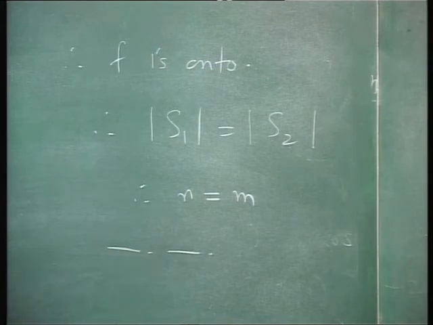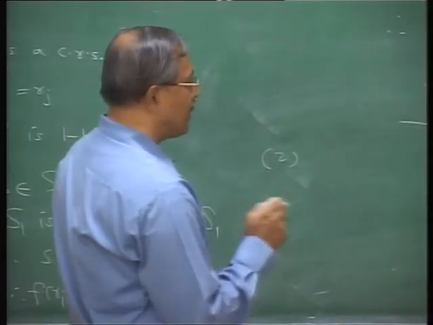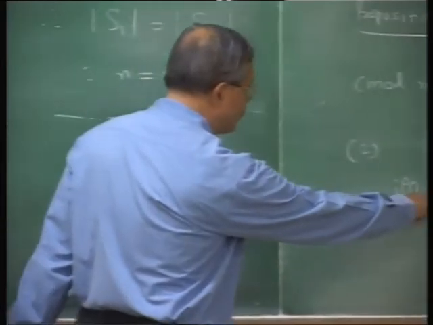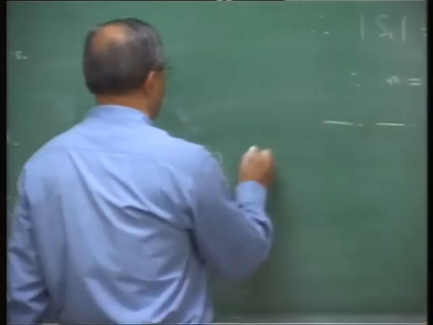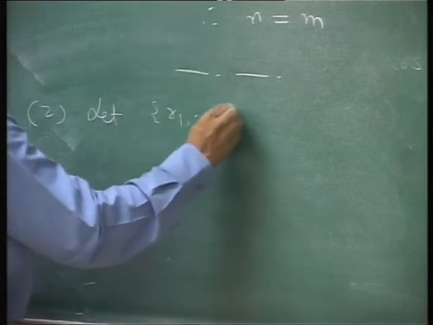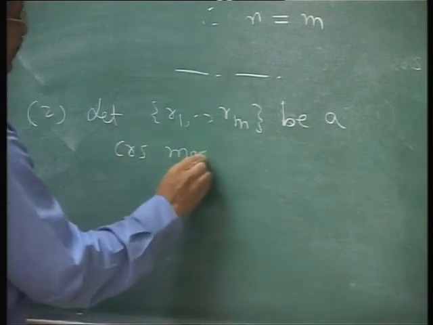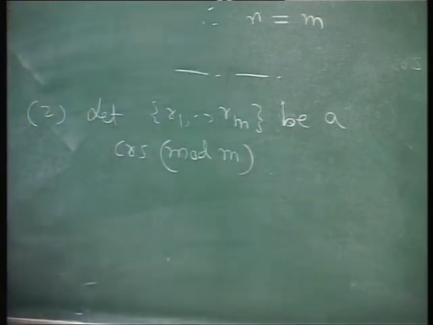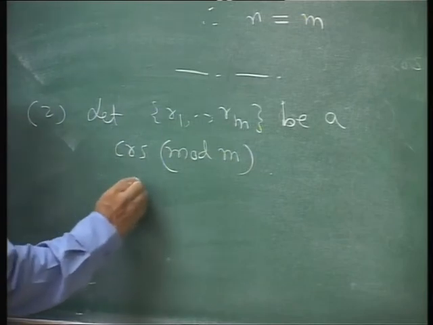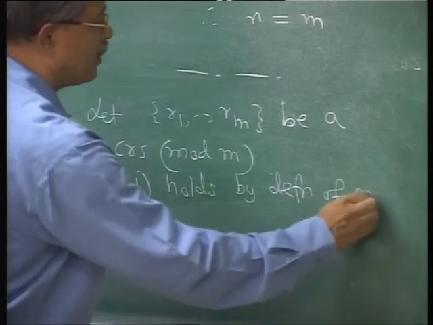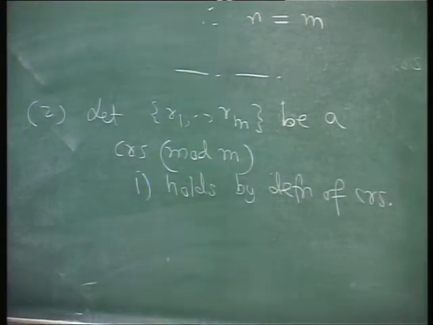Second proposition, if it is a CRS, then the first thing is anyway required, every integer is congruent to one of these. So let us assume R1, R2, Rm be a CRS mod m. Now, one is true by definition of CRS, that is every integer is congruent to one of them. Why is it that R1, R2, Rm are incongruent?